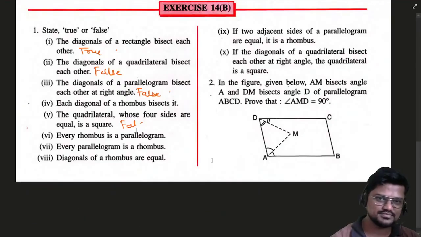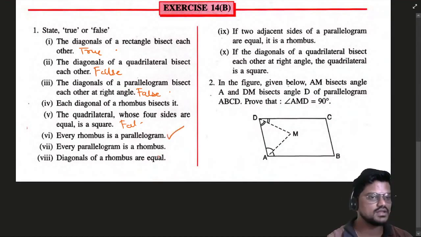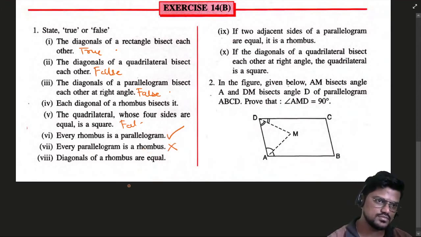Now next. Every rhombus is a parallelogram? Yes, it's true. Every parallelogram is a rhombus? It is not. Diagonals of a rhombus are equal? No, it is never. Diagonals of a rhombus are never equal. They only bisect each other. They are perpendicular bisectors of each other.